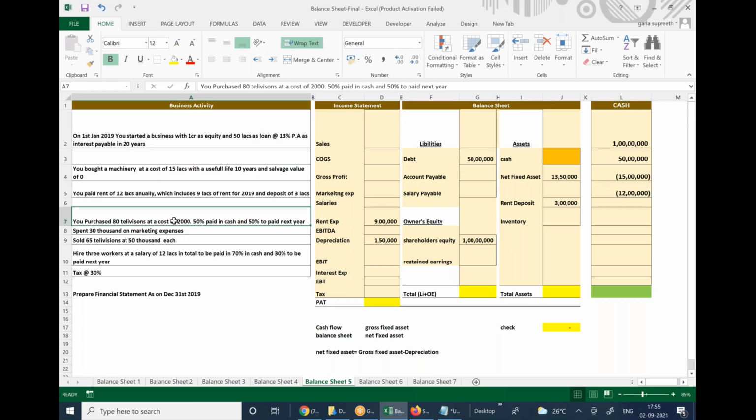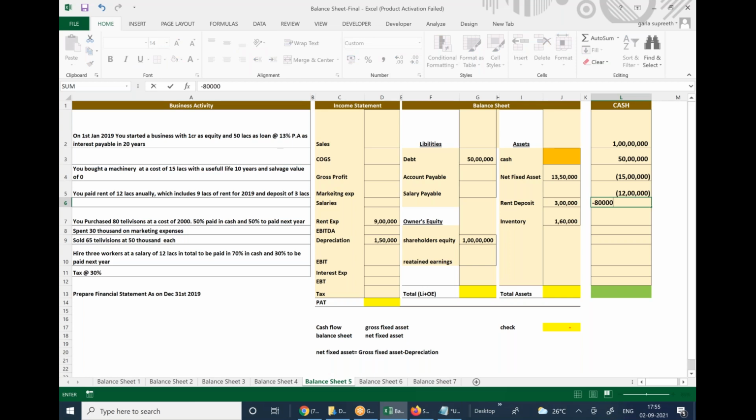Point number 7, you purchased 80 televisions. So what happens to your inventory? Equals 80 into what is the price? Cost of the TV is 2000. 1,60,000. Did you pay the full amount from your pocket? No. It says you only paid 50% from your pocket. That will be minus 80,000. Remaining 80,000 you will pay later. So accounts payable is 80,000. So 80 plus 80, 160, it is matching.